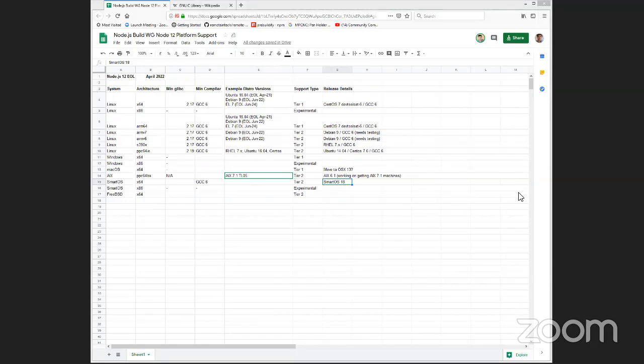Trying to get the libc version of SmartOS. I can't. Oh, I hate this operating system. Okay, I'm going to ignore that.